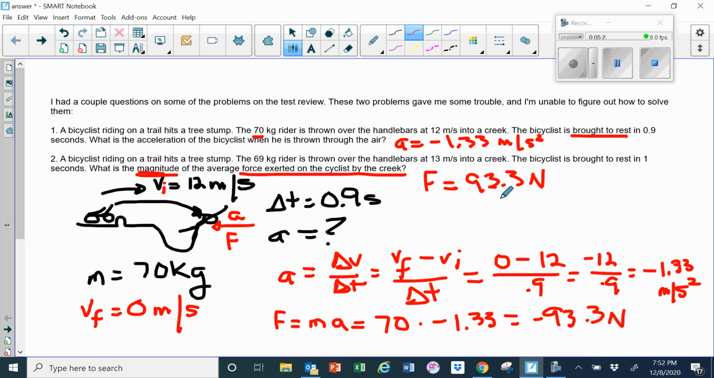So there's two parts. One is you work out the acceleration, okay? And if it wants the acceleration like this, it's going to be a negative number because it's backwards. It's in reverse, okay? Now, if it asks for the magnitude of the average force, which this one does, then you're going to give it a positive force, but in reality, of course, it's a backward force and it's negative, okay? That's the answer to this question.